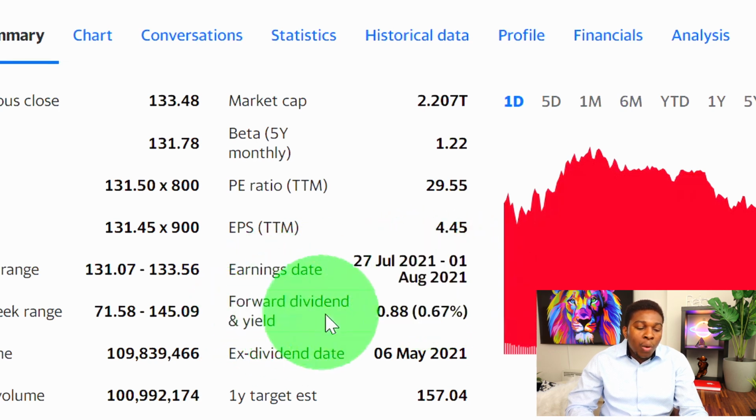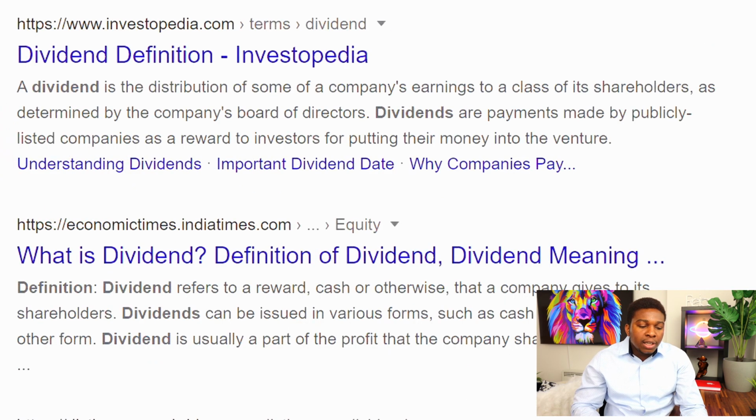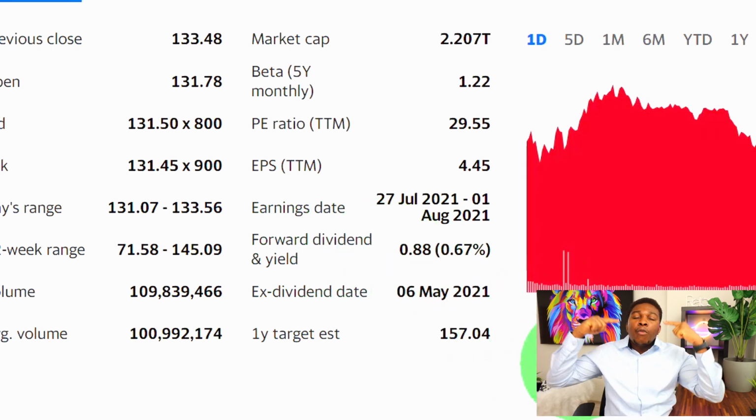The next we have is the forward dividend. For those of you that are not aware, some companies pay dividend to their shareholders as a way of saying thank you for being a shareholder in this company. A dividend is the distribution of some of a company's earnings to a class of its shareholders as determined by the company's board of directors. Dividends are payments made by publicly listed companies as a reward to investors for putting their money into the venture. Forward dividend means the dividend for the next 1 year.